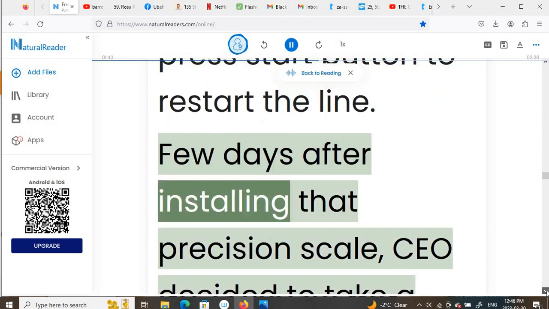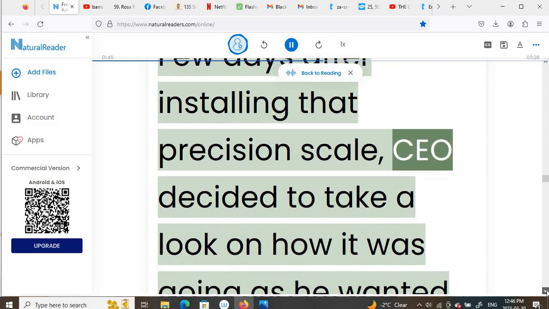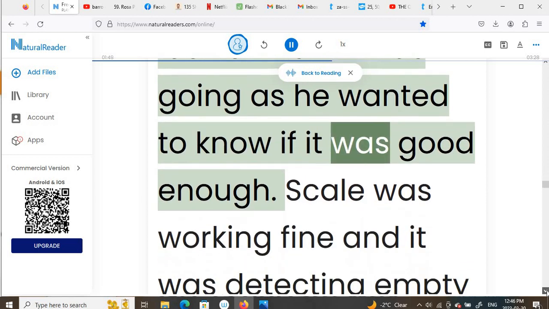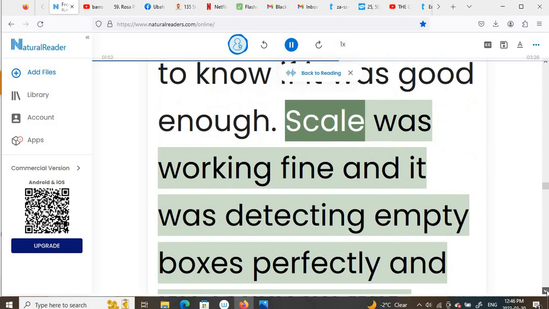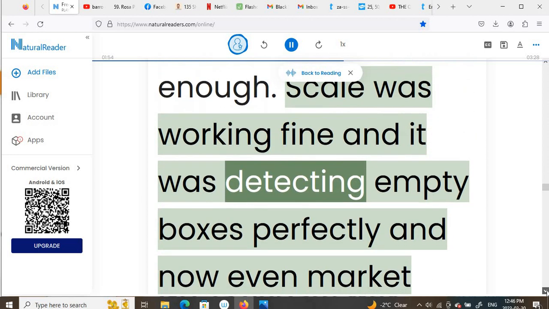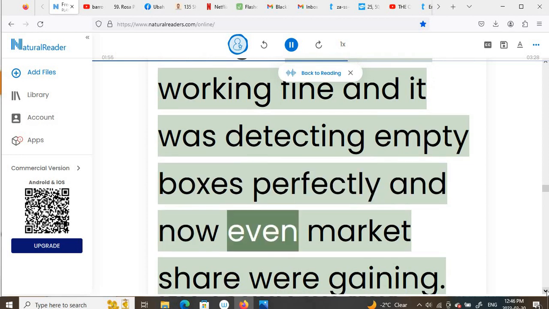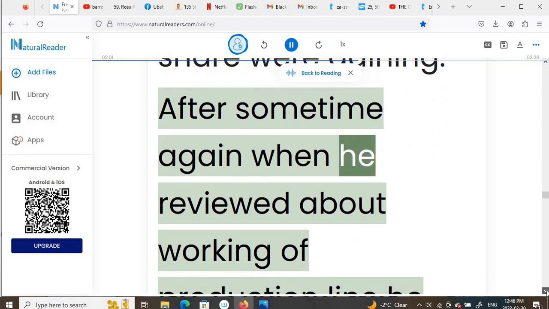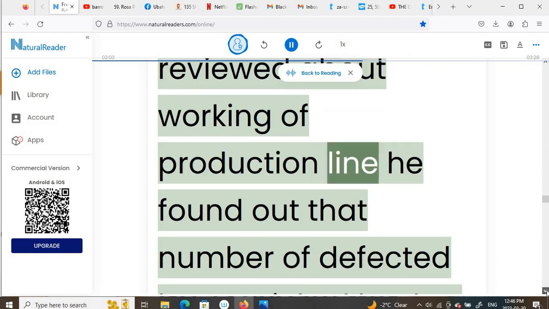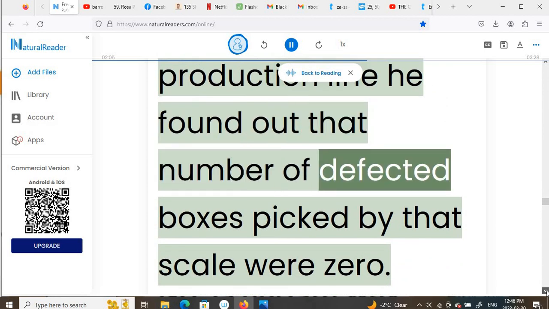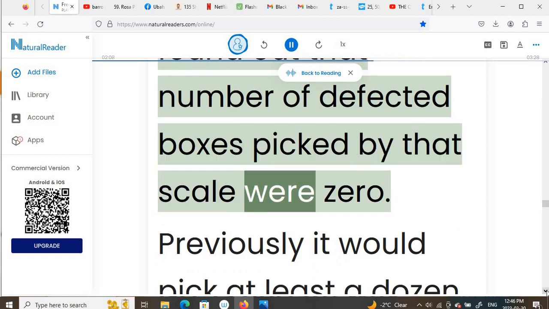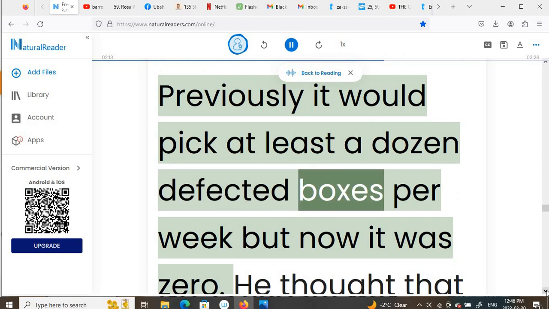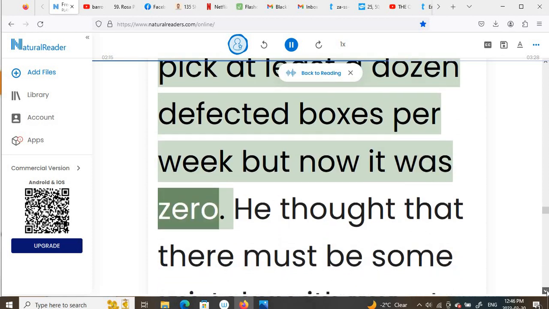A few days after installing that precision scale, the CEO decided to take a look at how it was going, as he wanted to know if it was good enough. The scale was working fine and it was detecting empty boxes perfectly, and now even market share was gaining. After some time, when he again reviewed the working of the production line, he found out that the number of defective boxes picked by that scale was zero. Previously it would pick at least a dozen defective boxes per week, but now it was zero.